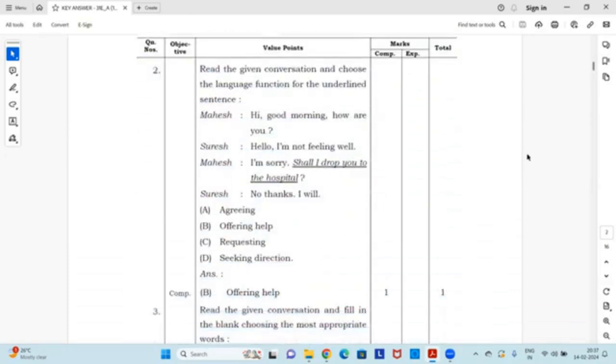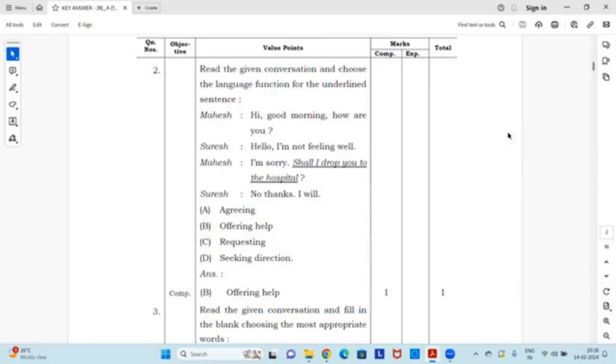Read the given conversation and choose the language function for the underlined sentence. Now you have a conversation. Let us read it and understand, and then we will see the language function. Mahesh: Hey, good morning. How are you? Suresh: Hello. I'm not feeling well. Mahesh: I'm sorry. Shall I drop you to the hospital? Suresh: No thanks. I will.